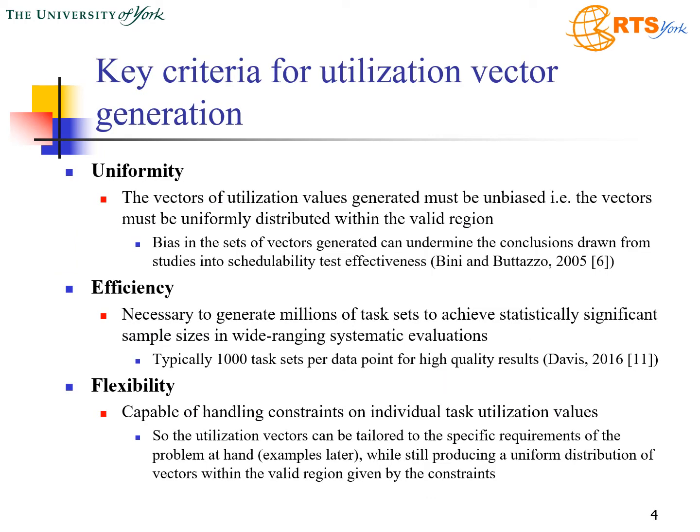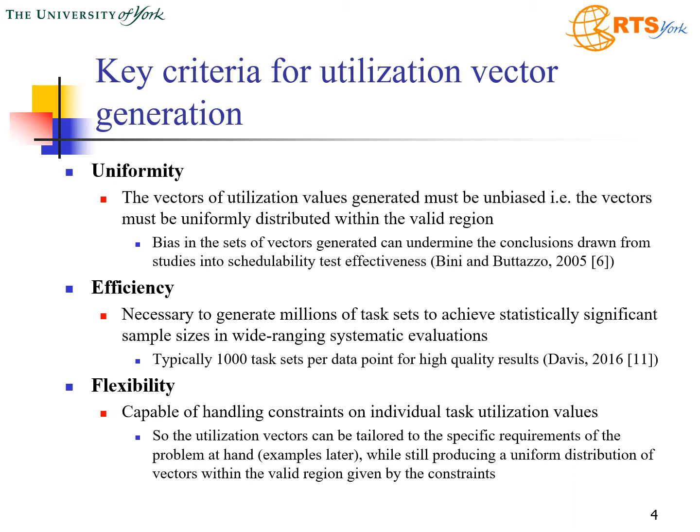There are three key criteria for the generation of utilization vectors. These are uniformity, efficiency, and flexibility. In terms of uniformity, the vectors of utilization values generated must be unbiased. In other words, the vectors must be uniformly distributed within the valid region. Bias in the sets of vectors generated can undermine the conclusions drawn from studies into schedulability test effectiveness.